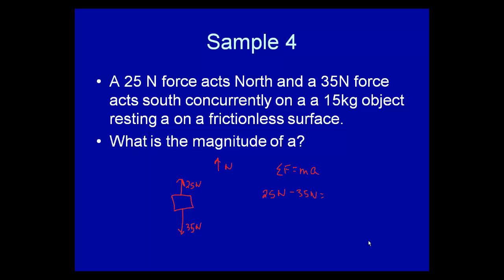So you have 25 minus 35 is equal to 15 kilograms times A. So A is negative 0.67 meters per second squared. We have to assume that it can push the surface down, whatever it is.